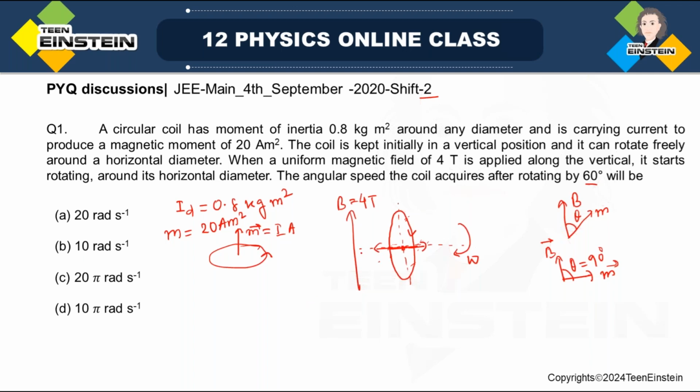See, this problem can be solved by conservation of energy. Okay, applying conservation of energy, total energy. All right, so let me change the ink.